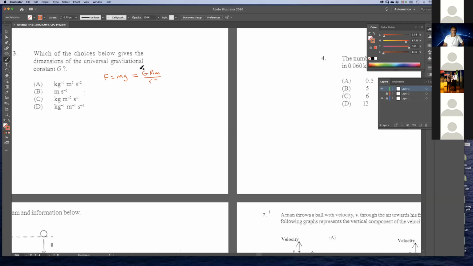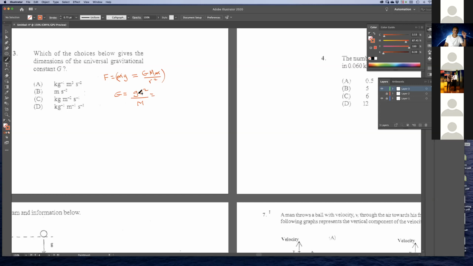And we need to find this. We know the dimensions of everything else. So I propose we just use this part of the equation. The m's will cancel out if we're using this part of the equation. And we can express big G in terms of the rest: big G would be equal to g r squared over m. When you transpose, the r squared goes on top, and the m comes in the denominator.